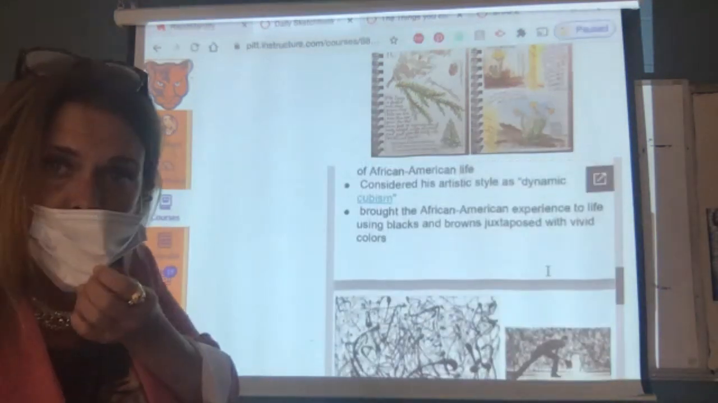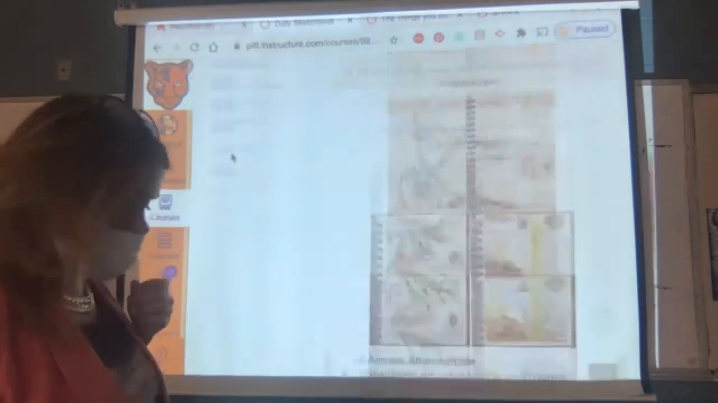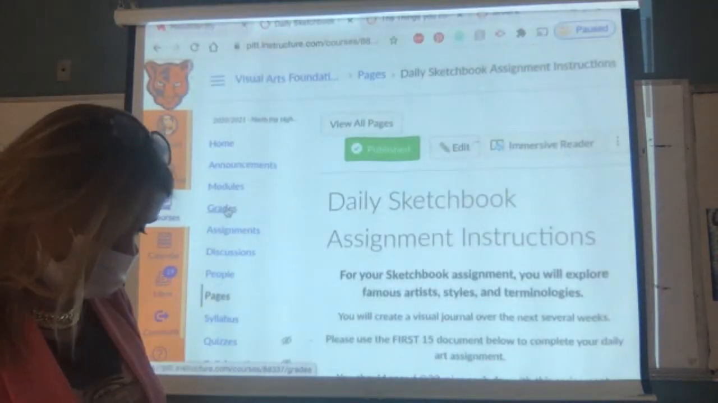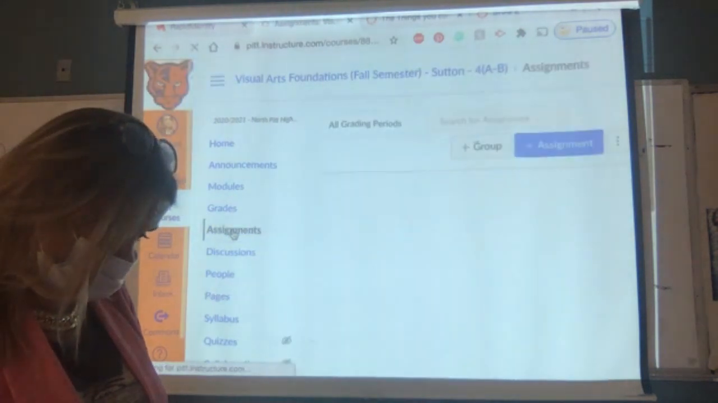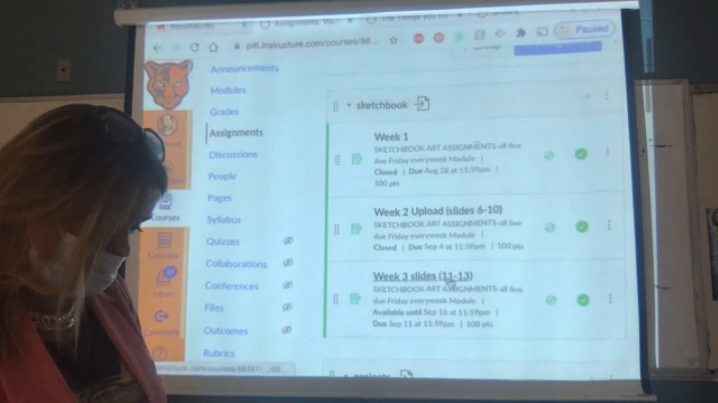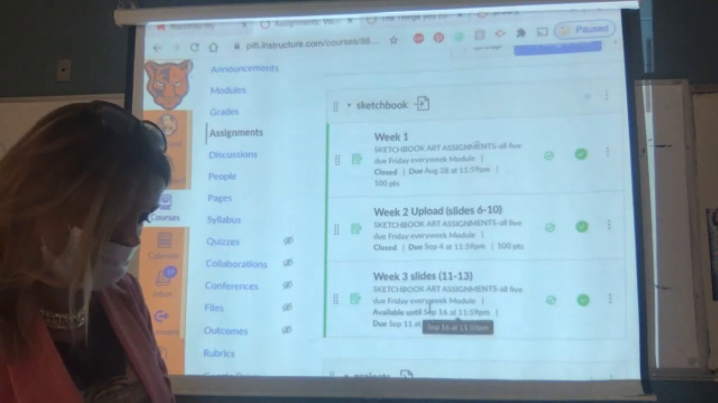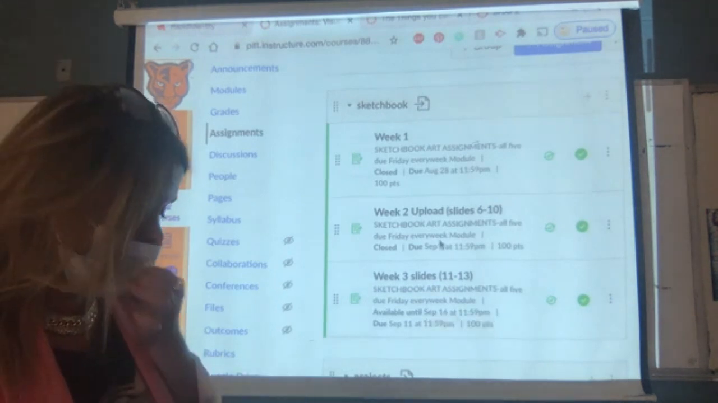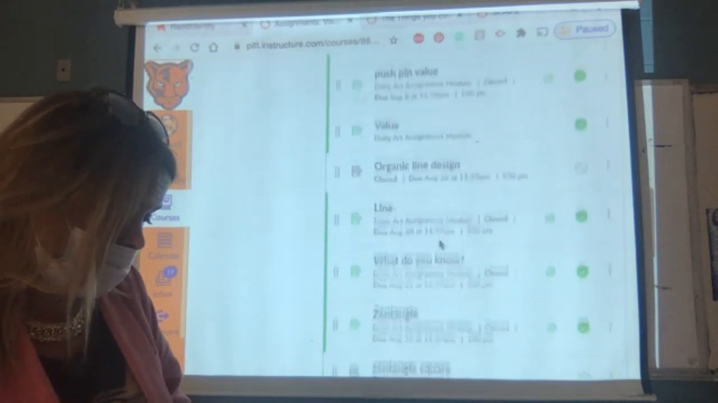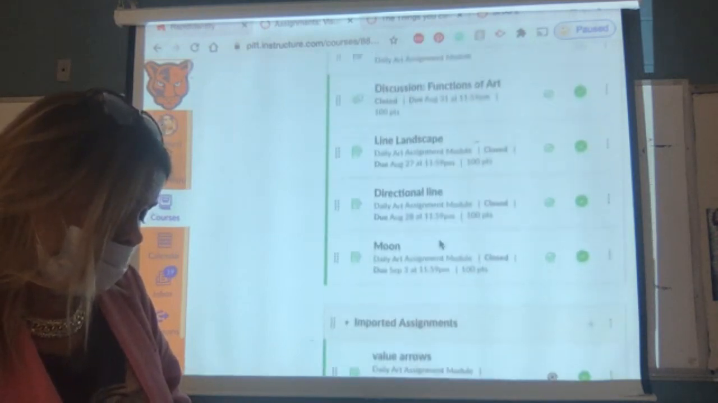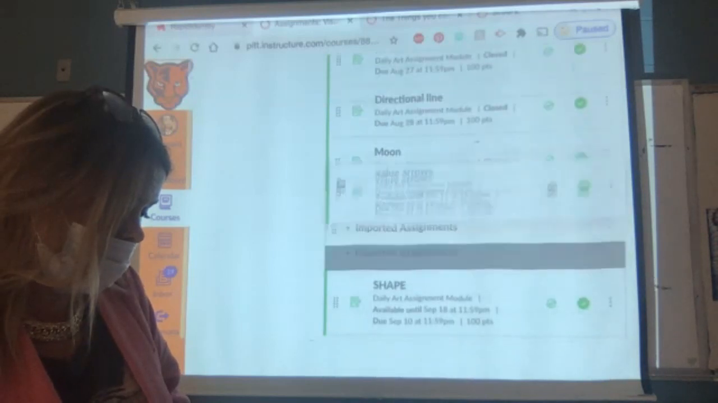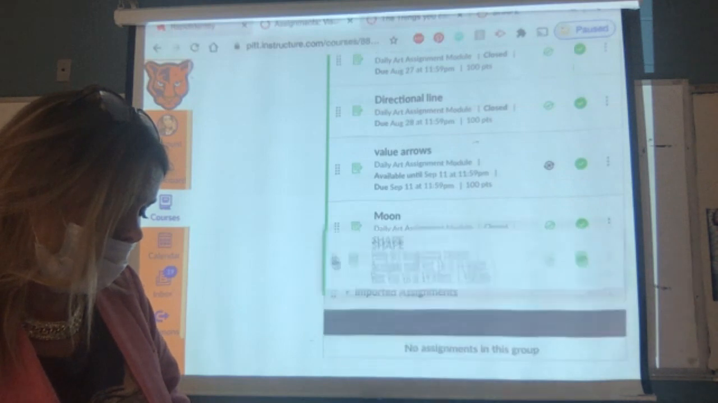So you have your sketch assignments, and every Friday you're going to upload those to this assignment section. Your screen looks a little different than mine, but right here where it says week 3 slides, you're going to be uploading that. They're due every Friday. And then in addition to that, we have a new project.